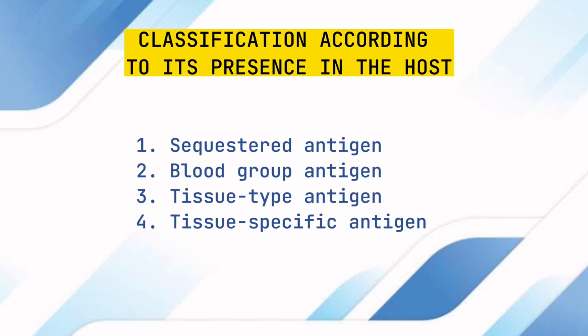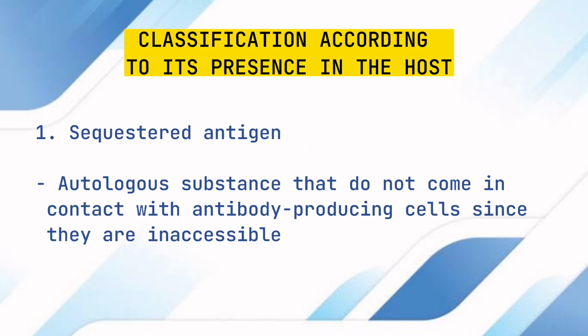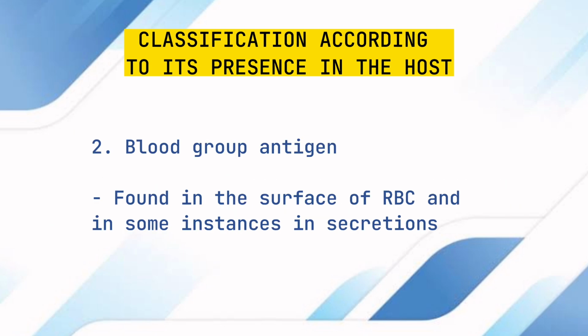Classification according to its presence in the host. 1. Sequestered antigen. 2. Blood group antigen. 3. Tissue-type antigen. 4. Tissue-specific antigen. Sequestered antigen: autologous substances that do not come in contact with antibody-producing cells, since they are inaccessible. Blood group antigen: found on the surface of RBC, and in some instances in secretions.